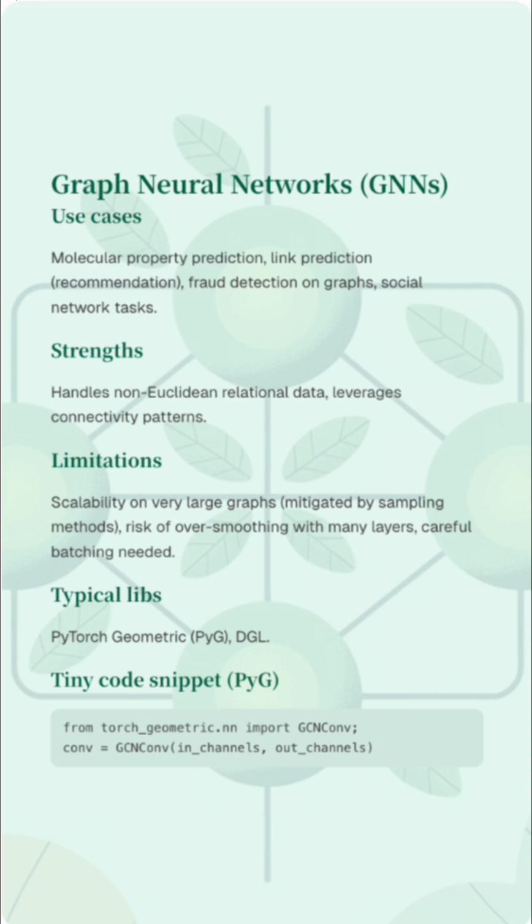The trade-off is that this power comes with complexity. Training on massive graphs requires clever sampling to be feasible. There's also a Goldilocks problem with depth. Too many layers, and all the nodes start to look the same, a problem called oversmoothing. They also require a more thoughtful approach to batching data compared to standard neural networks.